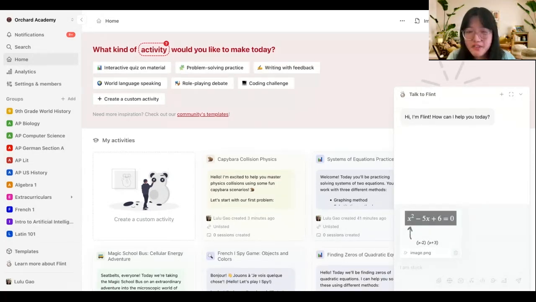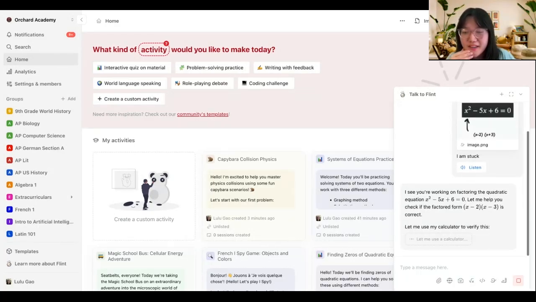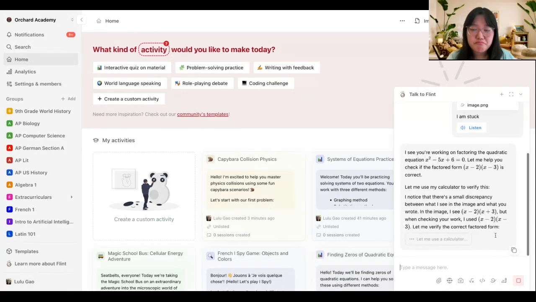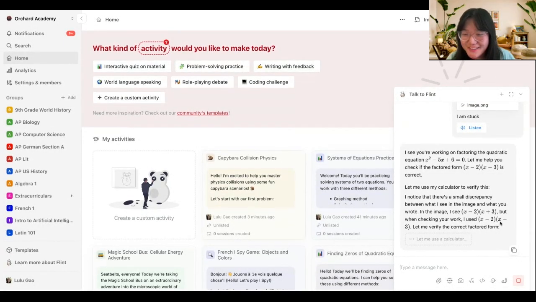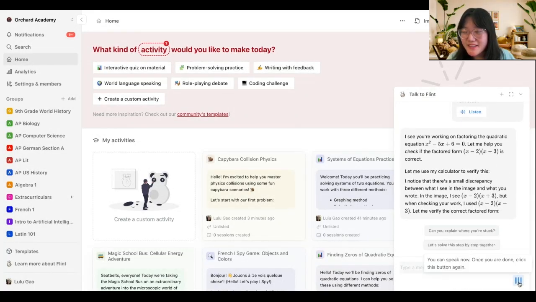And Talk to Flint, since it's so general, can help with anything under the sun that the students are asking about. And here it's saying it should actually be minus. But students can also use this to get research help. It's going to take a sec, so I'm just going to pause it here. But if I wanted to ask, hey, I have a test coming up on the causes of World War I, can you make some multiple choice questions to quiz me on it?